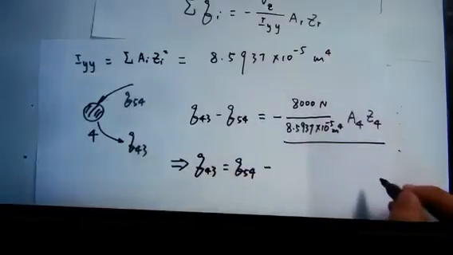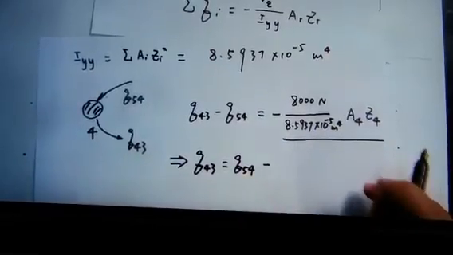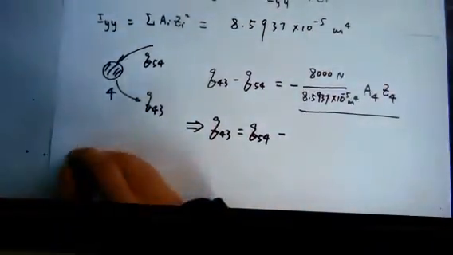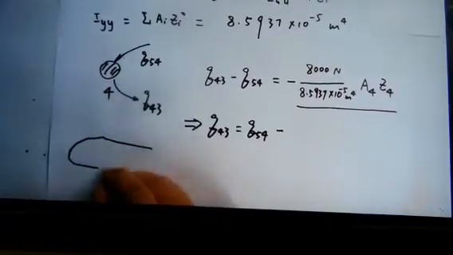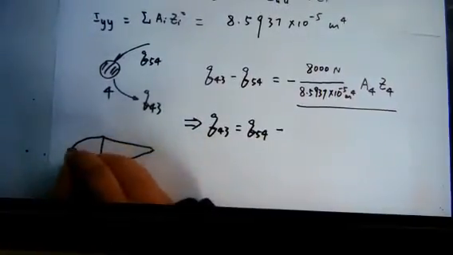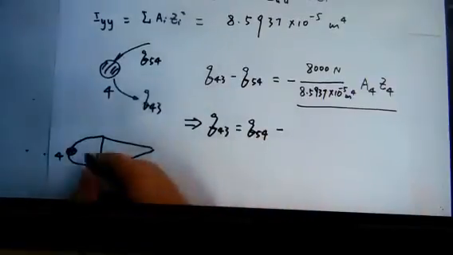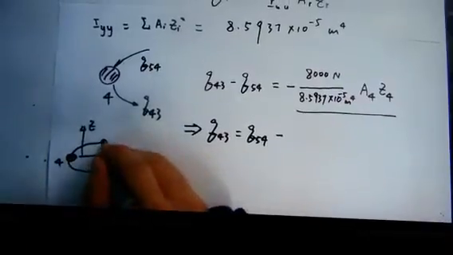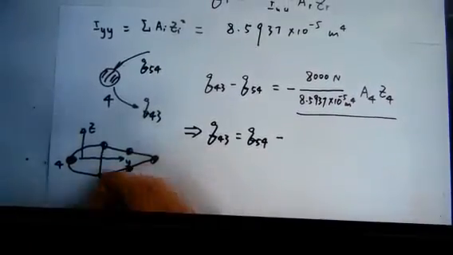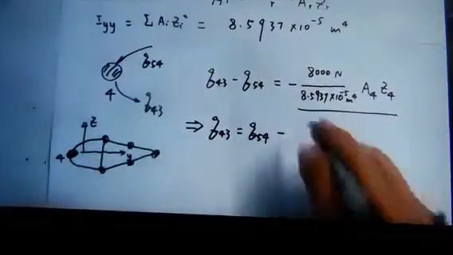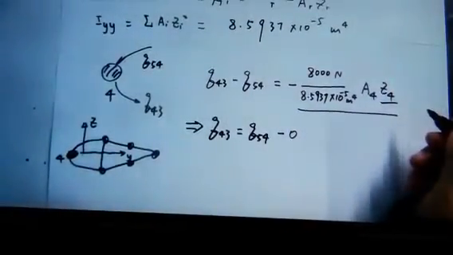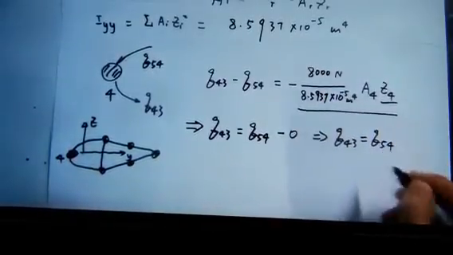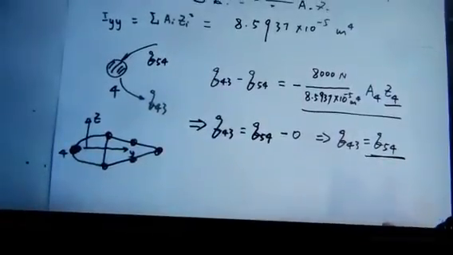What is this for the first area? 0, because that cross section is symmetric about the y-axis. The first area is here, right? The first area, z coordinate will be 0. So Z coordinate is 0. And you can derive Q43 will be equal to Q45. So this is the first equation we have.